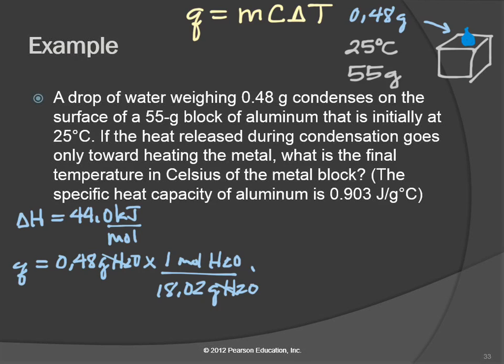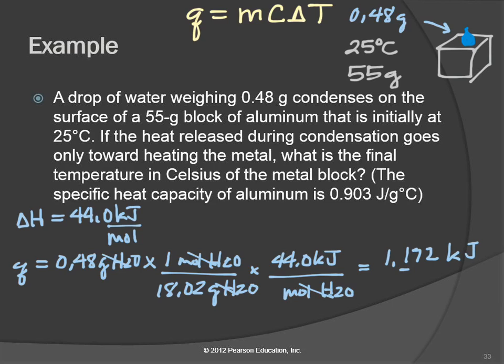The grams cancel out. Times 44.0 kilojoules per mole of water. So 0.48 divided by 18.02 times 44. 2 sig figs, but I'm going to carry 2 extras. 1.172 kilojoules. And where does the problem say that that heat went? Into the block of aluminum.